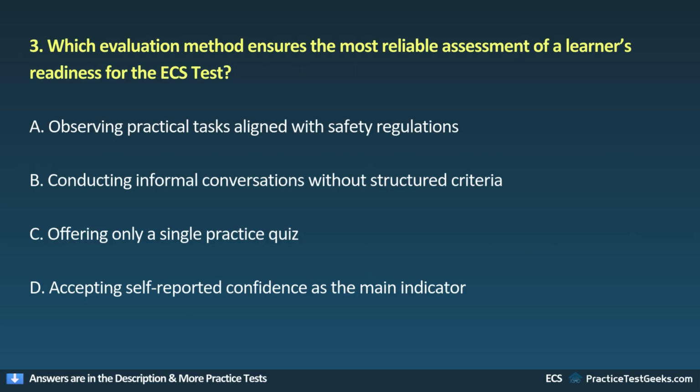3. Which evaluation method ensures the most reliable assessment of a learner's readiness for the ECS test? A. Observing practical tasks aligned with safety regulations. B. Conducting informal conversations without structured criteria. C. Offering only a single practice quiz. D. Accepting self-reported confidence as the main indicator.